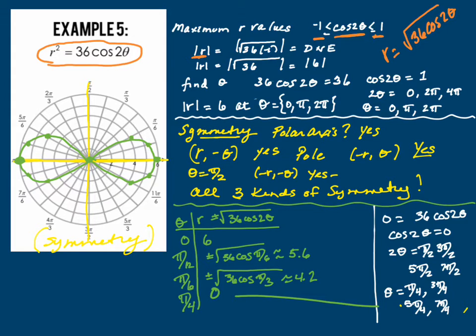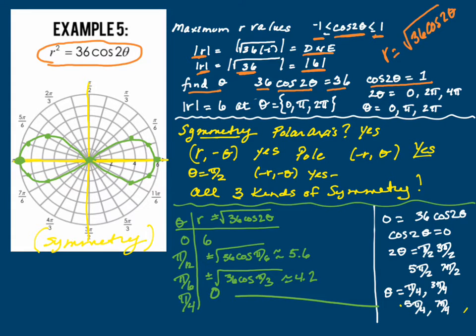Okay, and so when we put a -1 in there, we get undefined, because you can't have a negative under the square root. So we take r and we put a +1 in for cosine 2 theta, and we get the square root of 36, or the absolute value of 6. So we know that the biggest r will be 6. Now let's find where it is. So we'll put 6 in for r, and squaring r, we get 36 cosine 2 theta equals 36, and we get cosine 2 theta equals 1.